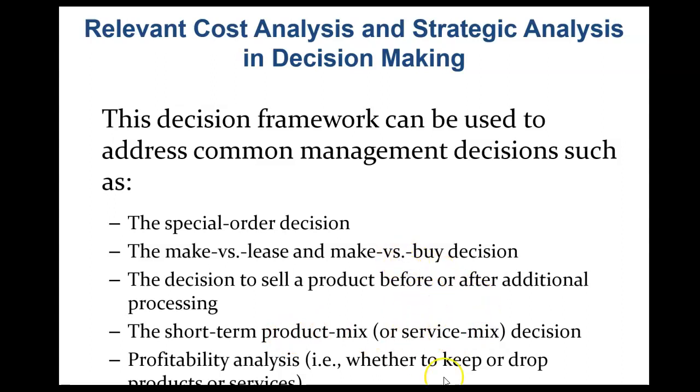So we use our decision framework. We're going to look at special order decisions, make versus lease, or make versus buy decisions. Decision to sell a product before or after additional processing. I don't think we're going to spend much time on that. Short-term product mix or service mix decisions, we will do that. Profitability analysis, do we keep or drop products or services? If you remember right from 212, we covered most of these in 212 very quickly. So we'll spend a little bit more time on them in this section.